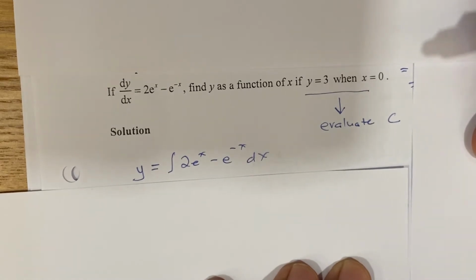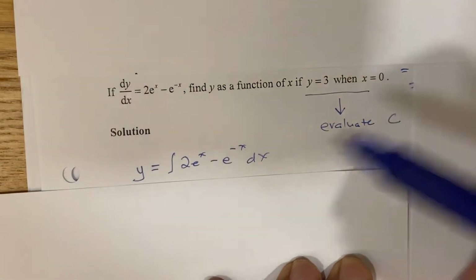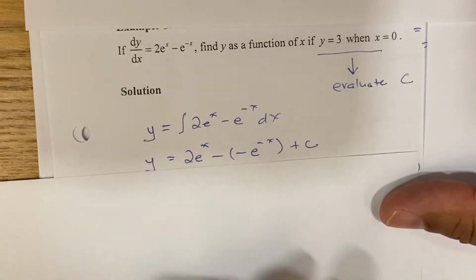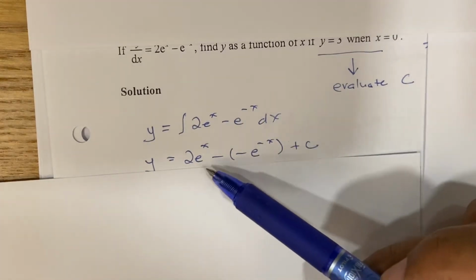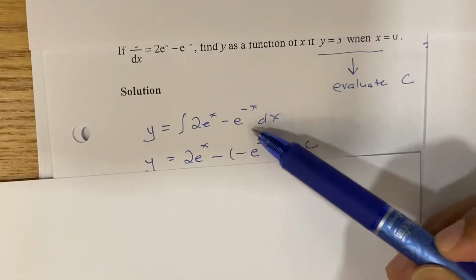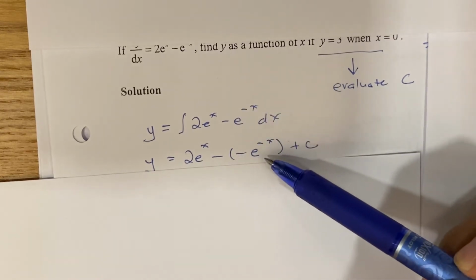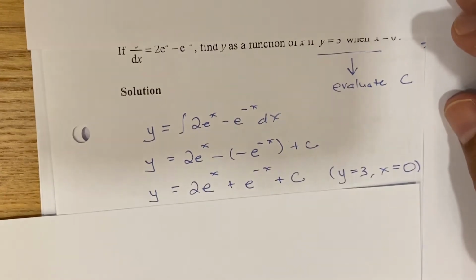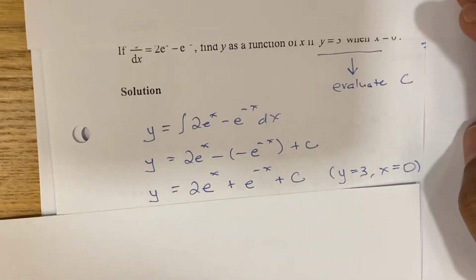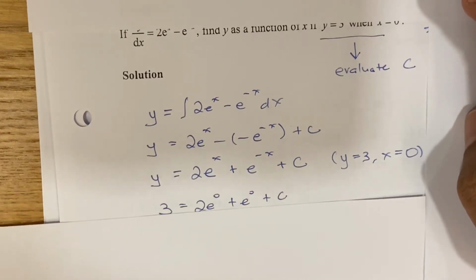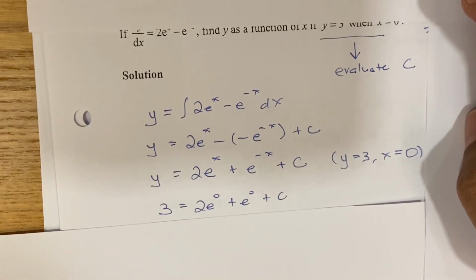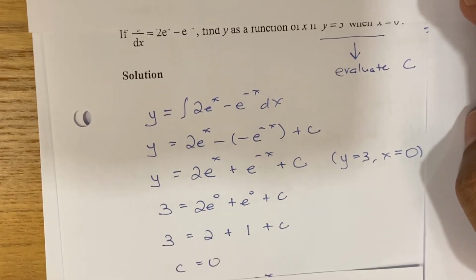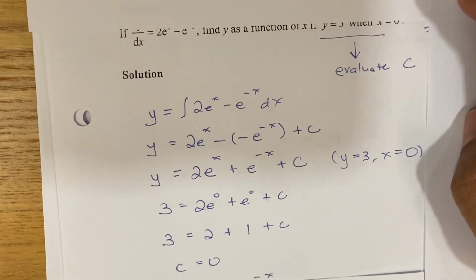Now once you get this, this is going to be the easy part because we know that the integral of 2e power x will be 2e power x also. Whereas the integral of negative e power negative x will be negative e power negative x, and there's a plus c here. So we have this. When we substitute y equal to 3 and x equal to 0, we're going to get this. And of course, e power 0 is equal to 1. We're going to get c equal to 0. So the function y is simply this.